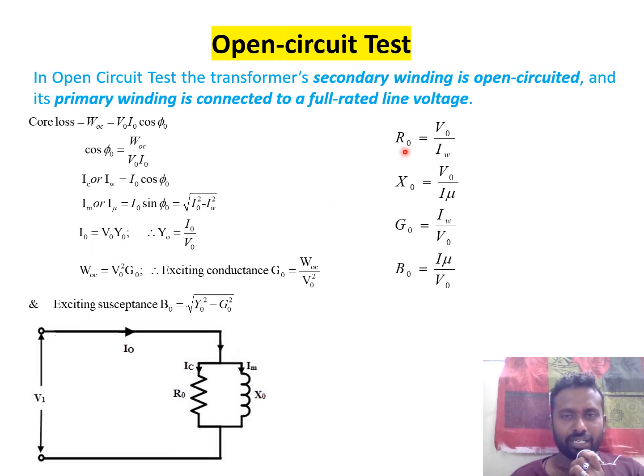Now we'll see what R0 is from this. R0 is equal to V0 by IW. When you get IW from this, you can find R0. What is X0? V0 by I mu. I mu you have got here, and V0 is already the voltmeter reading. Similarly, G0 and B0 you can find from these expressions. So this is the equivalent circuit, that is I0, and this is IC or IW, and this is IM or I mu. This is R0 and X0. So this is how you will calculate the different values from the open circuit test.